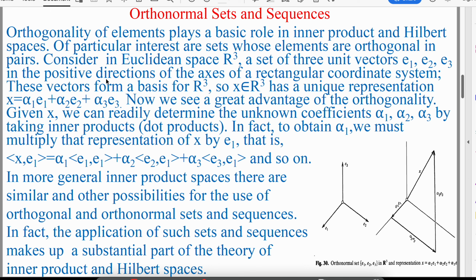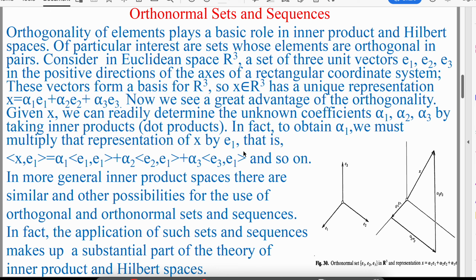multiply that representation of x by E1, meaning the inner product of x with E1 will be equal to alpha 1 times the inner product of E1 with E1. I am taking this inner product. Inner product of x with E1 is equal to alpha 1 times inner product of E1 with E1, plus alpha 2 times inner product of E2 with E1, plus alpha 3 times inner product of E3 with E1, and so on.